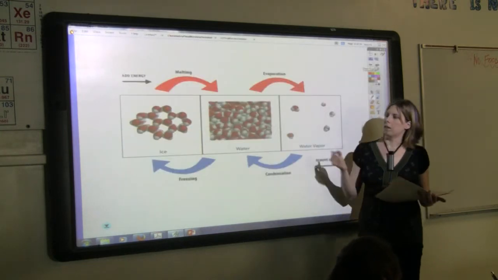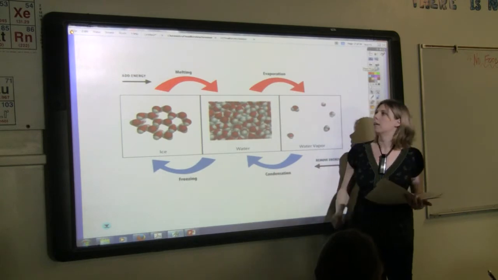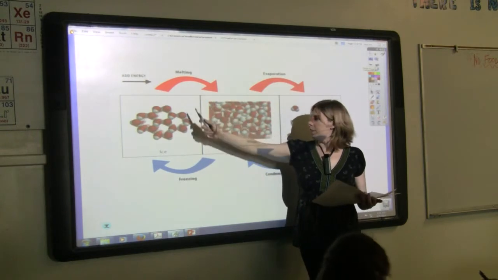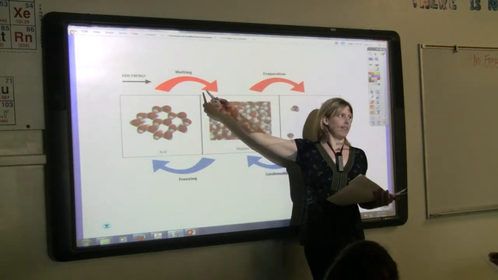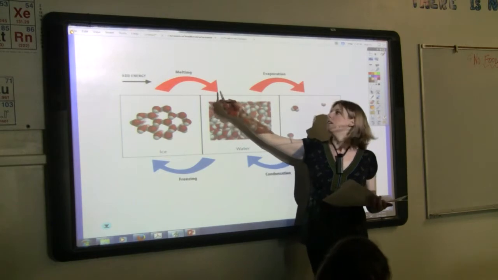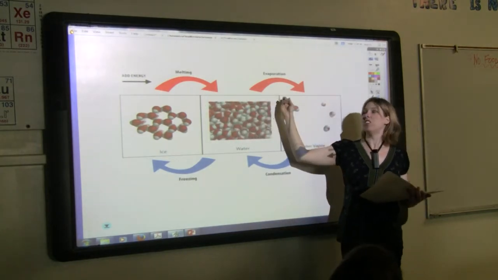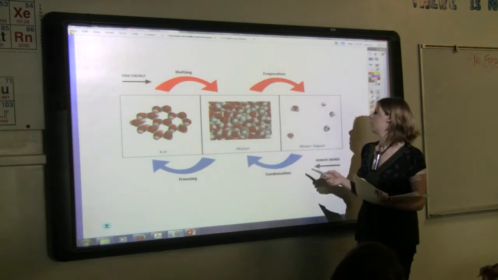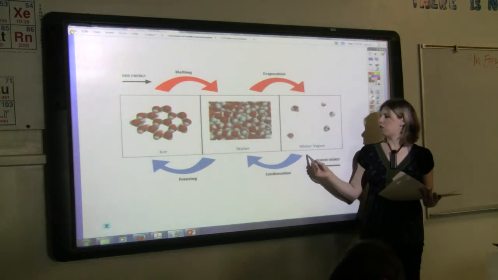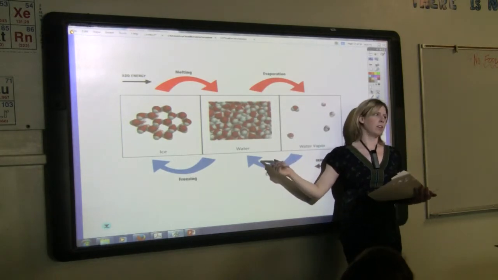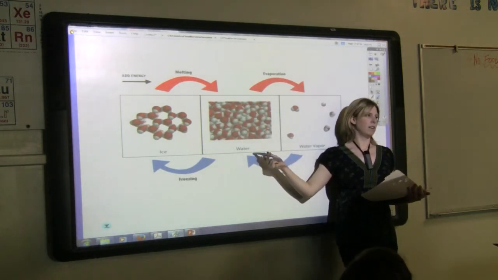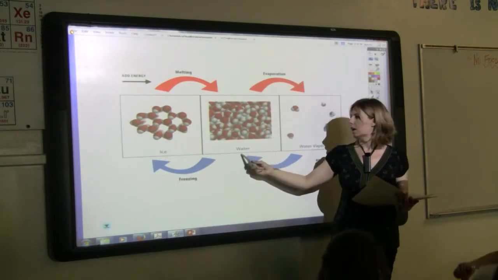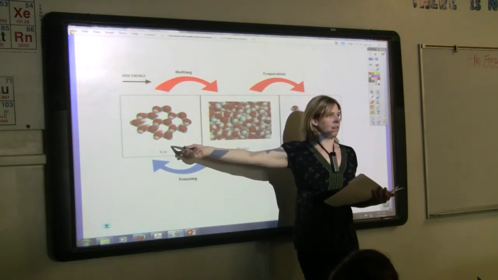Alright, a little more about the endothermic and exothermic process. So we have to add energy to melt ice, so it's endothermic. We have to add energy to evaporate something, so it's endothermic. We remove energy when we're going from a vapor to liquid water, so it's giving off energy to the surroundings. And same for liquid water to ice.